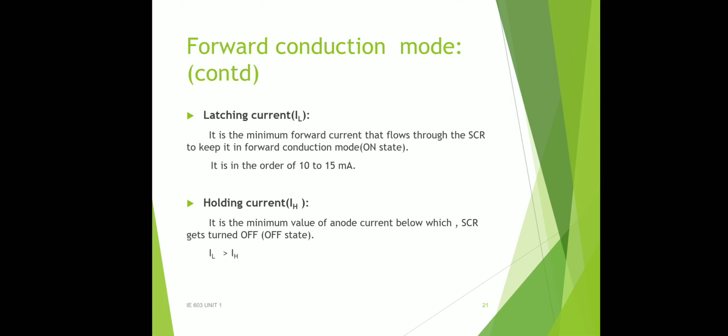And here, latching current and holding current. Latching current means the minimum forward current that flows through the SCR to keep it in forward conducting mode. That means to keep the SCR in the on state, it is the minimum current required. And holding current is the minimum value of anode current below which the SCR turns off, that is the off state. IL is always greater than IH.